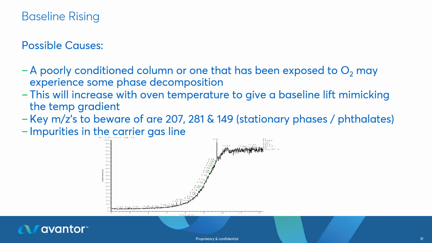If we're looking at using mass spectrometry, we can use that as a diagnostic tool in order to try and identify if it is the stationary phase or something else that is causing the problem. Typical masses to look for are 207, 281 and 149, which are common masses associated with the polysiloxane stationary phases that I've mentioned previously, or indeed any phthalates that may be present. It's also worthwhile making sure that there are no impurities in the gas line.